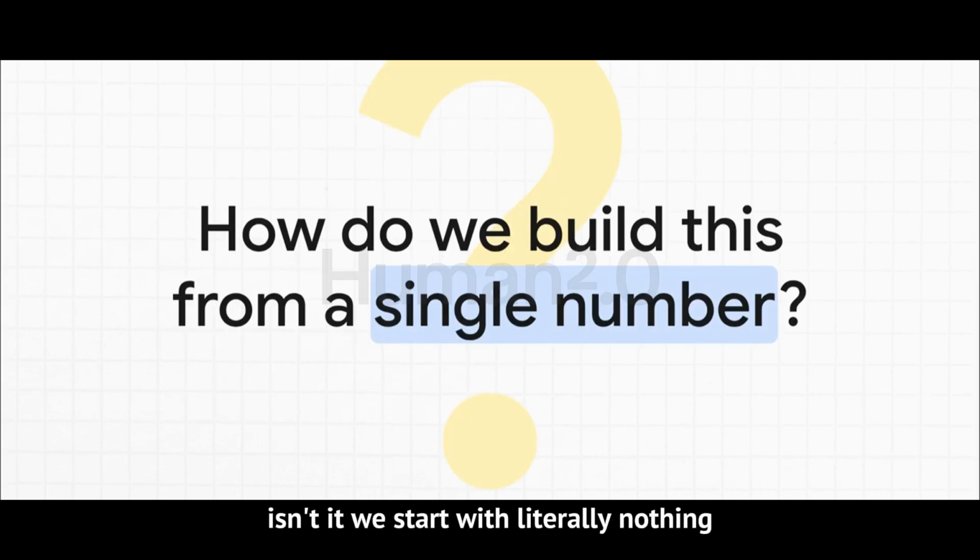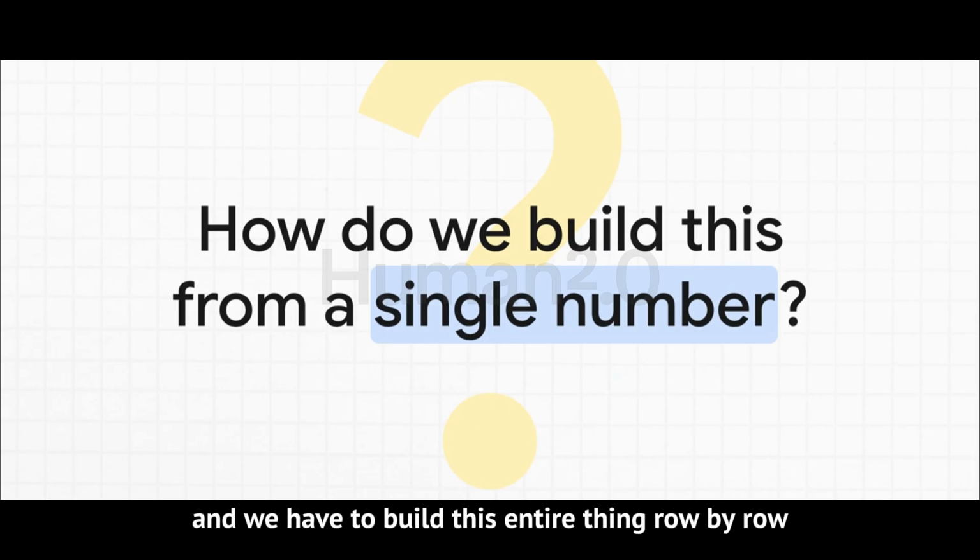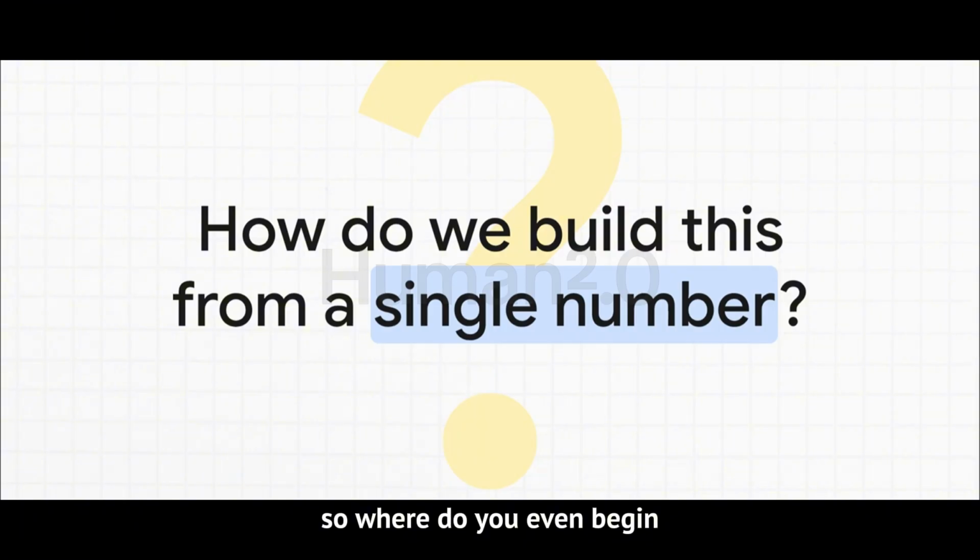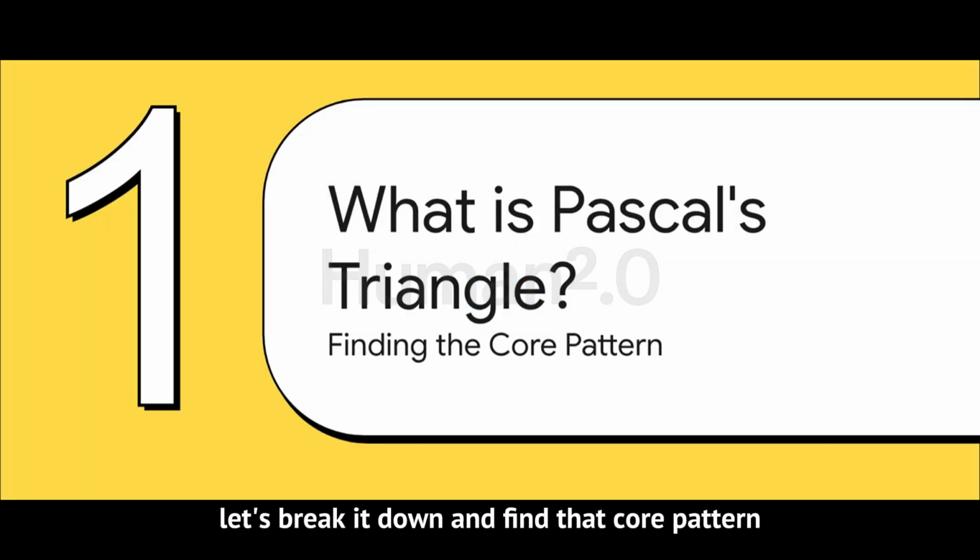We start with literally nothing, and we have to build this entire thing, row by row. So, where do you even begin? Well, like with pretty much any coding problem, the secret is to find the pattern. So let's do that. Let's break it down and find that core pattern. Because once we really get the rules that control how this triangle is built, we can teach a computer to do it for us, perfectly, every single time.